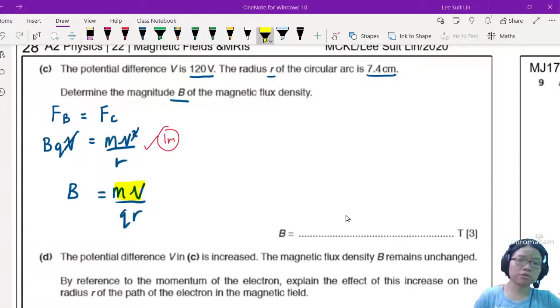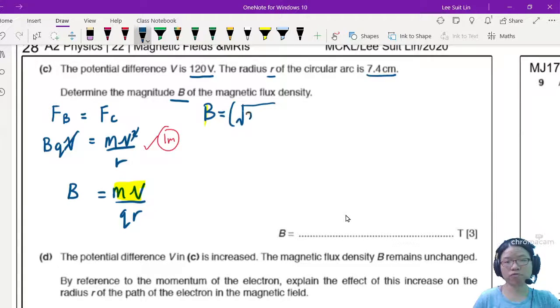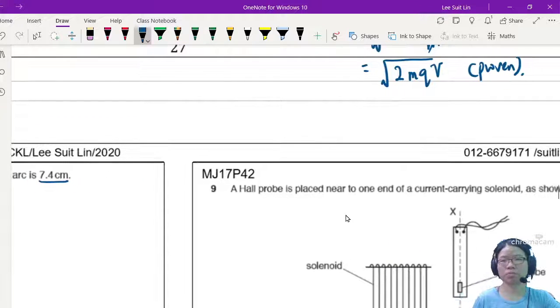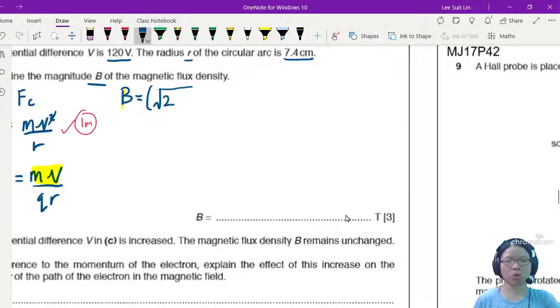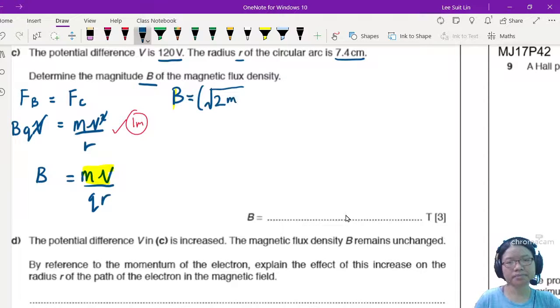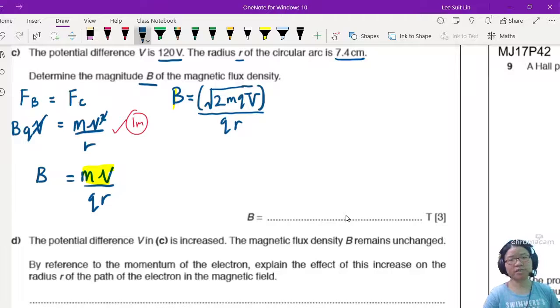Right, so what I'll do is I will substitute my MV into the expression that is already derived in part B. So our momentum just now was square root of 2mqV, over QR. This V is potential difference. My bad. Let me make it more clear. There we go. So now do we have all these numbers? We do.